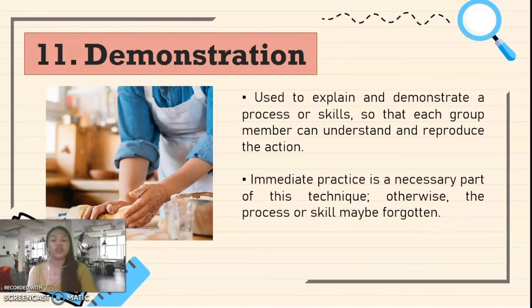Next is demonstration. This is used to explain and demonstrate a process or skill so that each group member can understand and reproduce the action. Immediate practice is a necessary part of this technique. Otherwise, the process or skill may be forgotten. In demonstration, you as a trainer will demonstrate a specific skill so that your students will have a concrete example of what they are going to do.